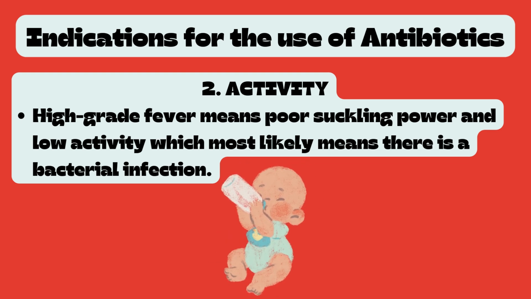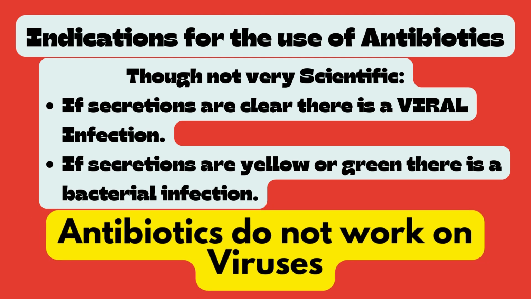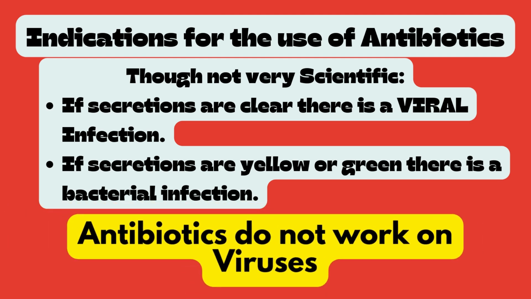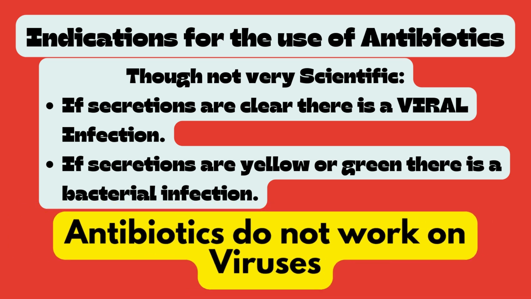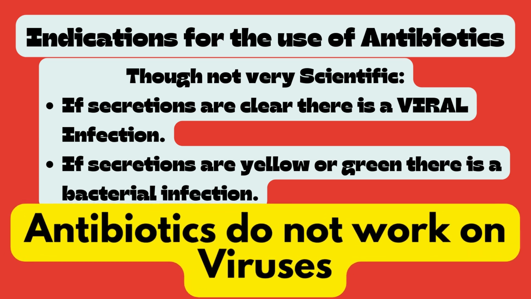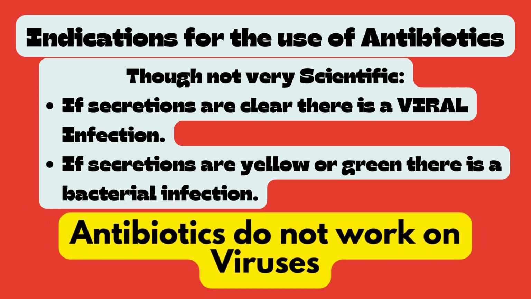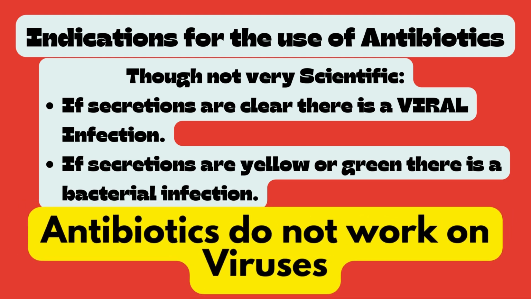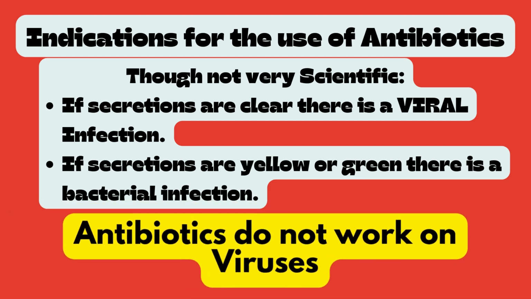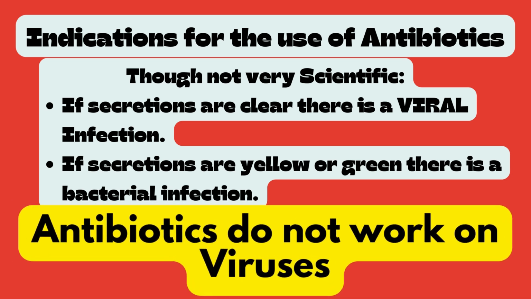Another way, which isn't totally reliable, is to check the secretions of the child. In viruses, they are white or clear, and in bacterial infections, the secretions are yellow or greenish. So ask about suckling power, child activity, and secretions in order to determine whether the child needs antibiotics or not.